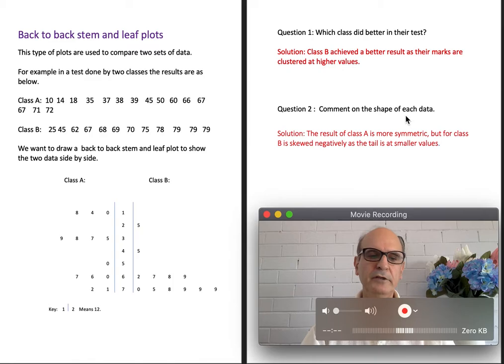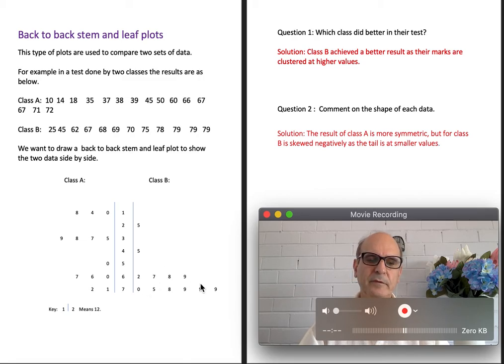Comment on the shape of each data. As you can see, class A is more symmetric. So if you look at the shape, it is more symmetric. You've got marks here, one mark here, and almost the same amount of marks on this side. So this shape is a bit more symmetric. But class B is not symmetric. They are clustered only on this side. You don't have any marks on this side. So we say that this is skewed.